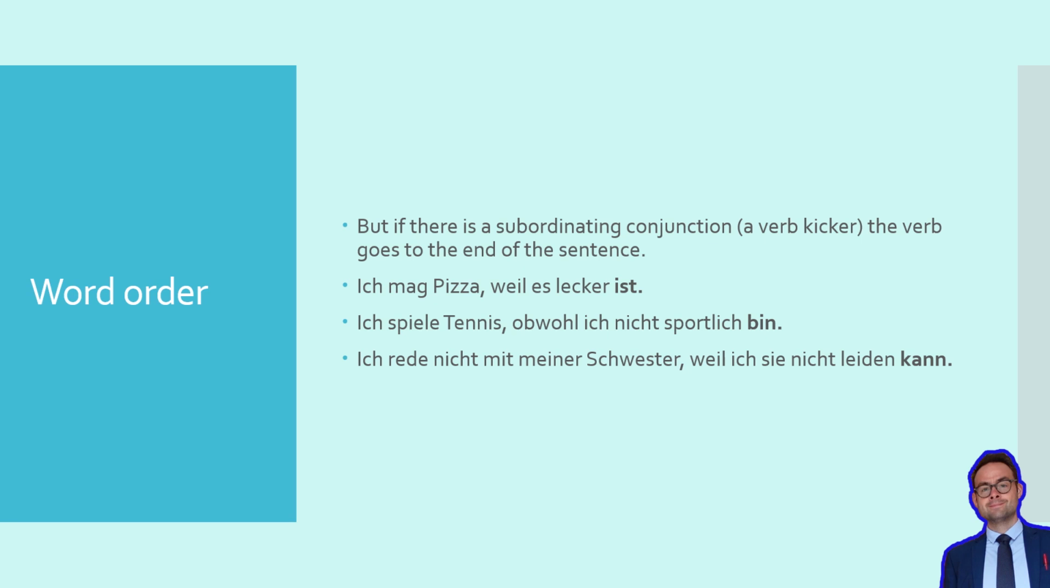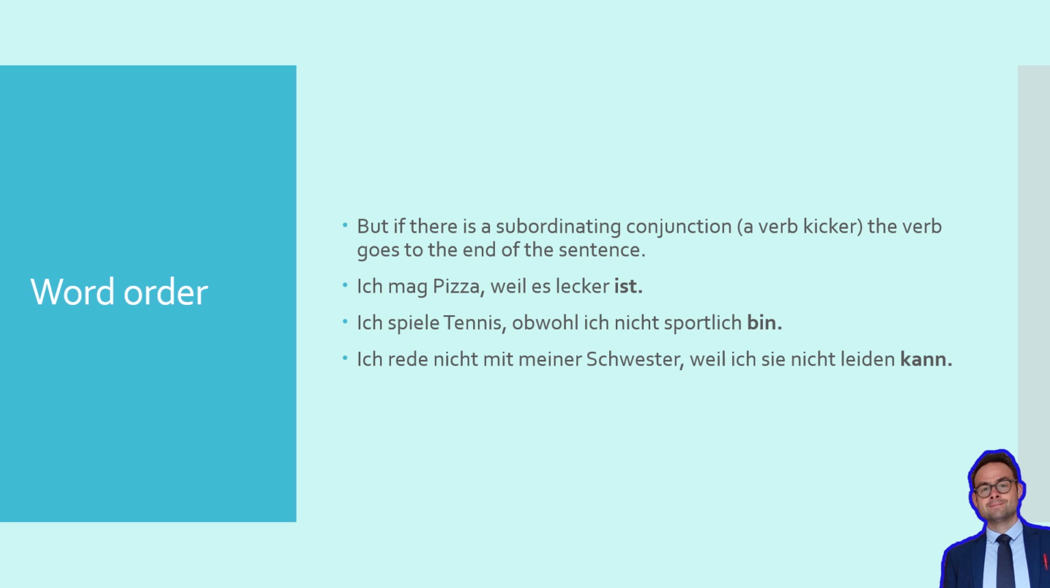So the verb might change from second place if there is a verb kicker, like weil or obwohl. So weil is going to send the verb to the end. Ich mag Pizza, weil es lecker ist. So ist, verb to be, going to the end. Ich spiele Tennis, obwohl ich nicht sportlich bin. Bin, again, the verb to be, going to the end.